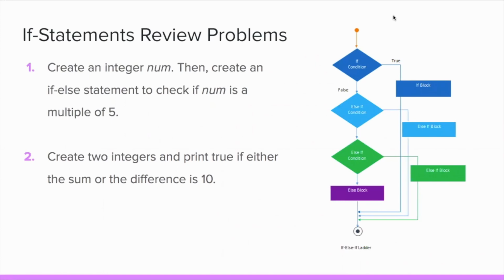Now, let's work on some review problems. Our first problem asks us to create a variable of integer type called num. Then we will create an if-else statement to check if this variable num is a multiple of 5. Keep in mind that your variable does not need to be called num. You can name it whatever you want, such as number. Our second problem asks us to create two integers and print true if either the sum or the difference is 10. You can pause the video here, work through the problems on your own, and resume the video once you have attempted or completed the problems.